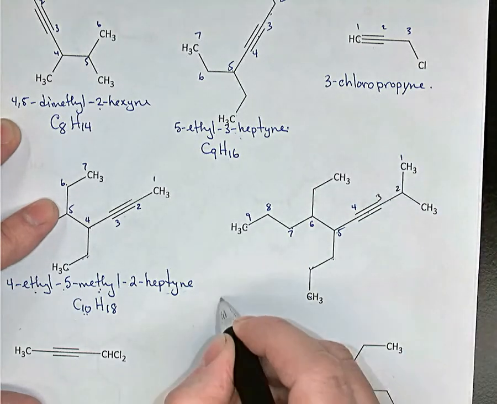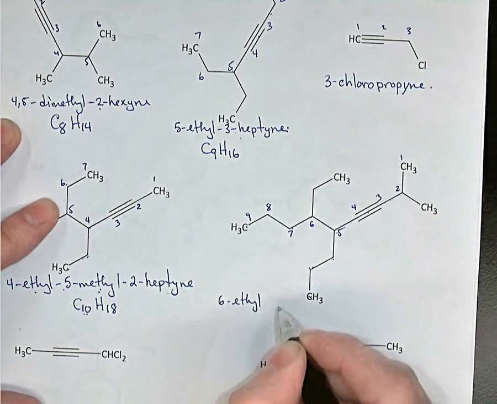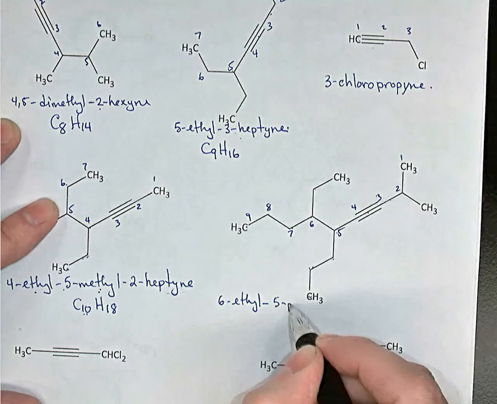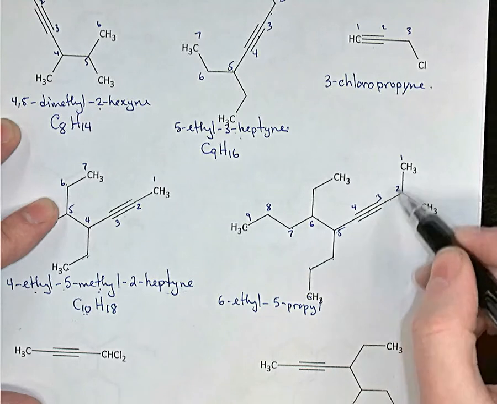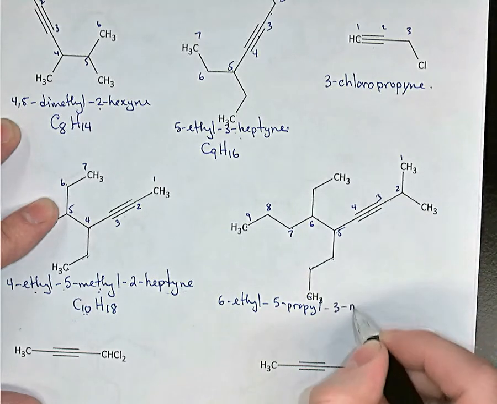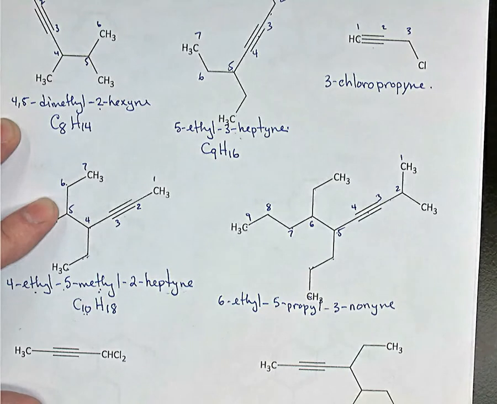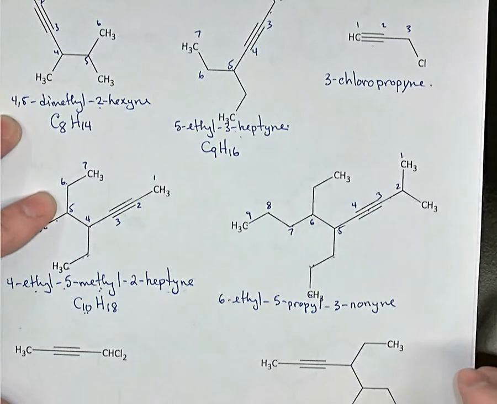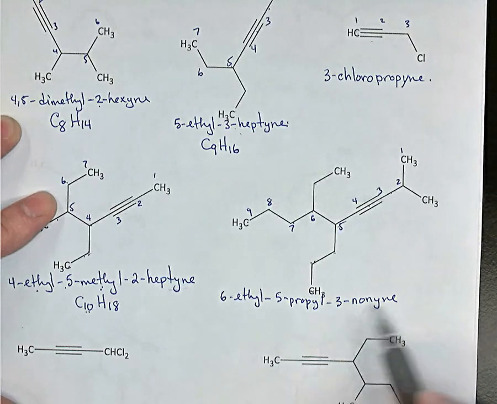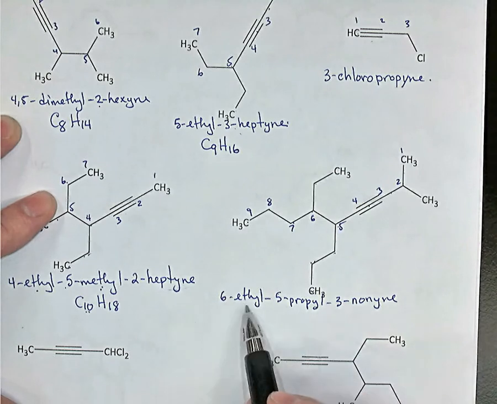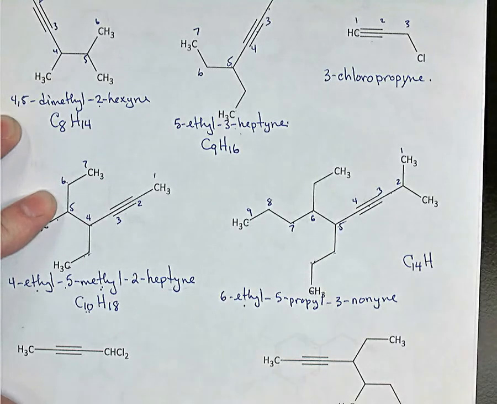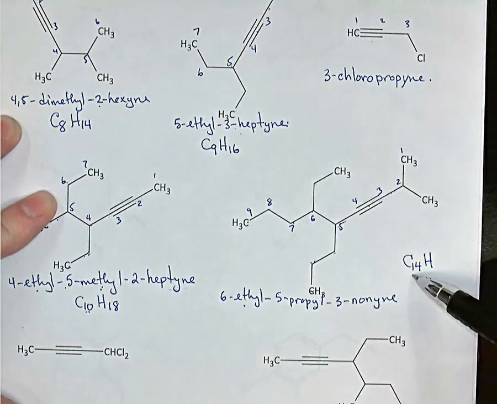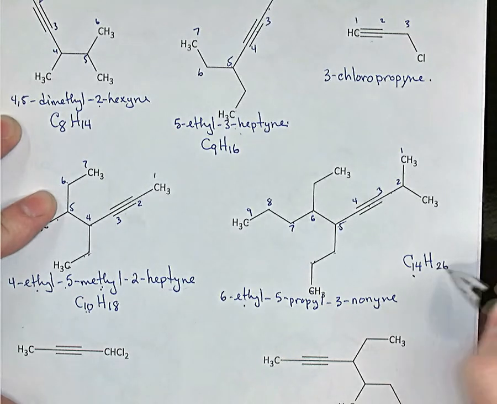So this is going to be called 6-ethyl-5-propyl, and then the nonyne with the third bond, so dash 3-nonyne. Okay? Just be glad your parents didn't call you that, right? Its chemical formula, molecular formula, 9 carbons plus 3 is 12, plus 2 is 14, so C14. And then for alkynes, you double the carbons and take away 2, so C26.